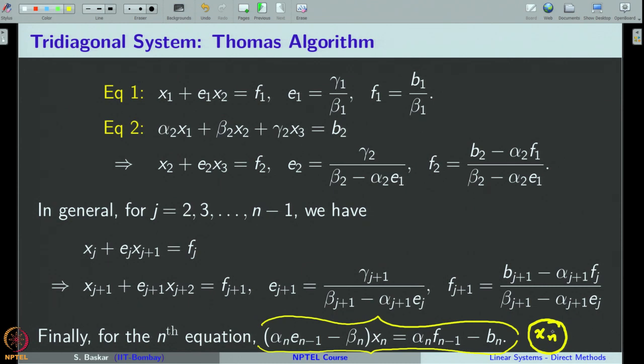So, in other words, after doing this elimination process, you can get the solution of the tridiagonal system by doing the backward substitution process. This is the idea of the Thomas algorithm. Let us try to see how to code this method.